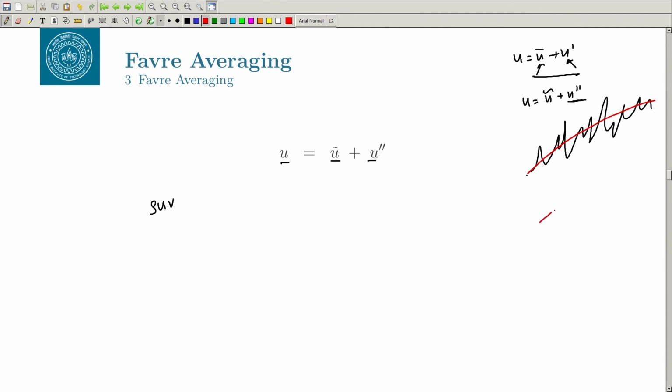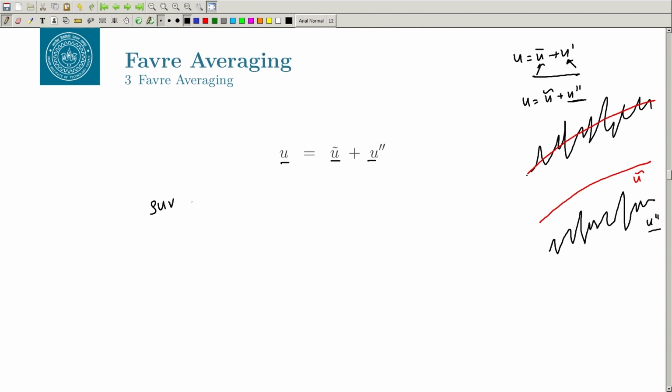So, take that Favre averaging out, okay, this is my u tilde and whatever is remaining is your u double prime. So, this is the fluctuation after taking the Favre averaging, right.